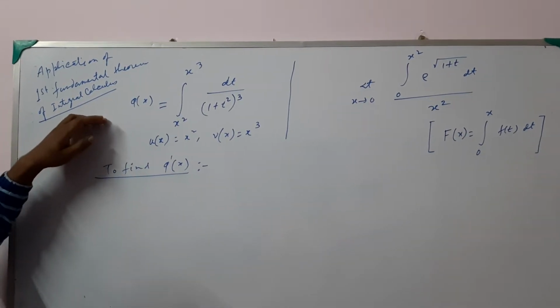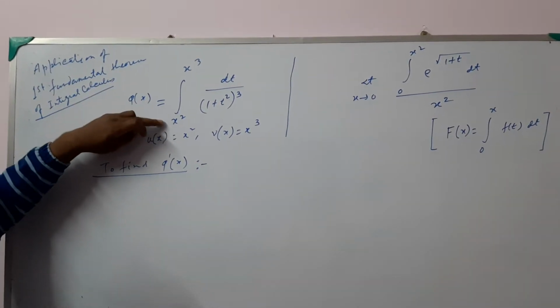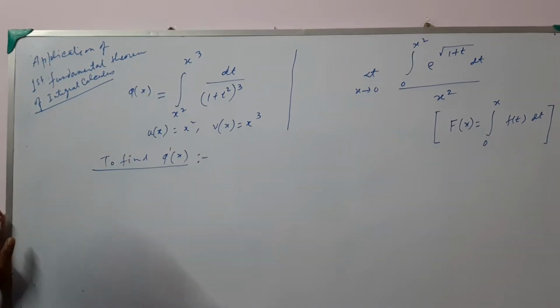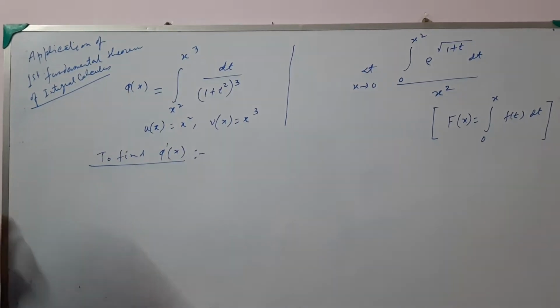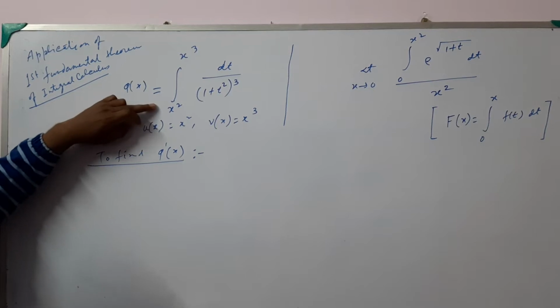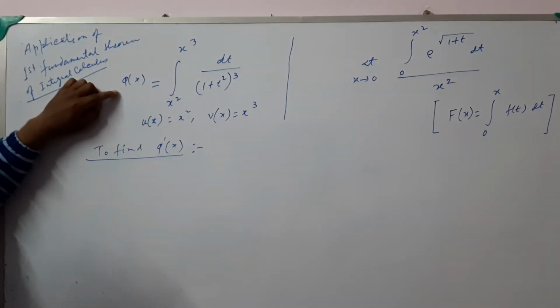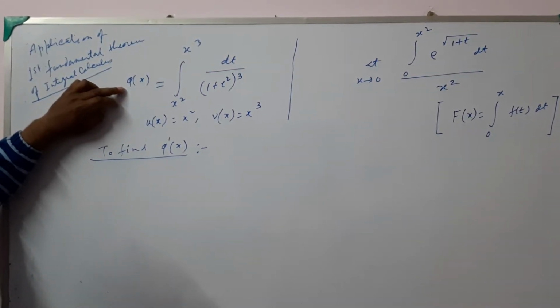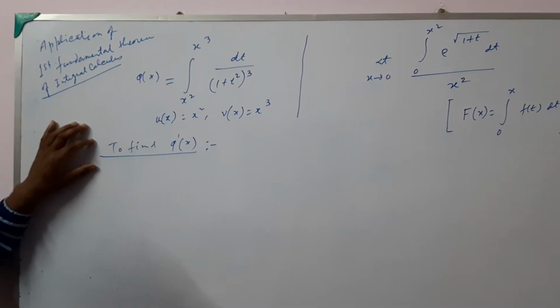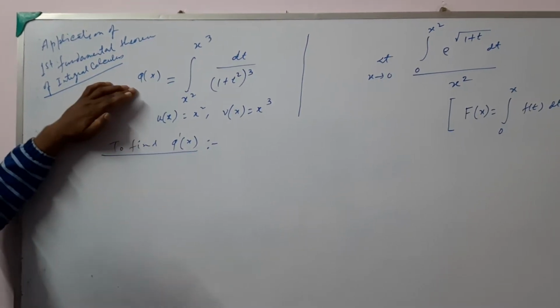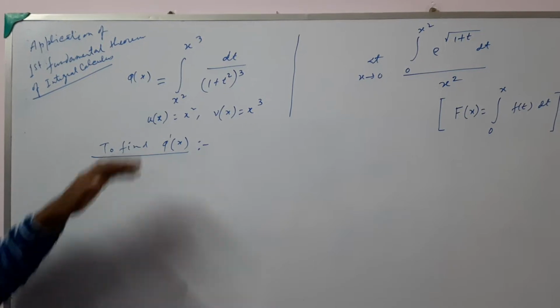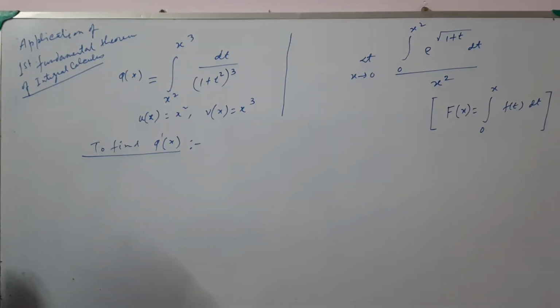Here we consider the integral from x square to x cube of dt by (1 plus t square) whole cube, which is found to be a function of x. It is phi of x. Now the question is how to find its derivative, which is a function of x. So we are trying to find that one.